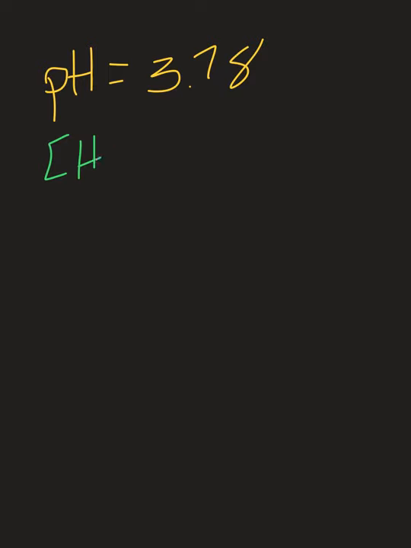Okay, so let's say you're given a pH of 3.78, and you need to find hydrogen ion concentration. What is it? What is your hydrogen ion concentration? So what you're going to do, let's go back to our equation that I gave you earlier, okay? Hydrogen ion concentration is just going to be equal to 10 raised to the power of your negative pH.